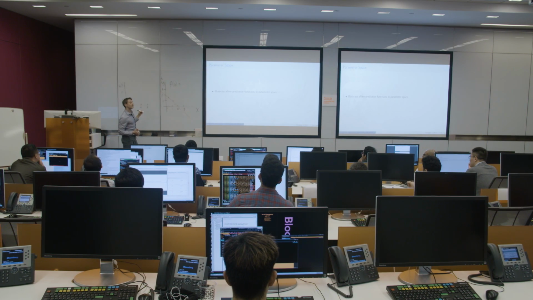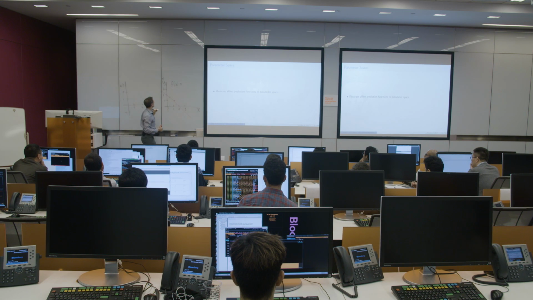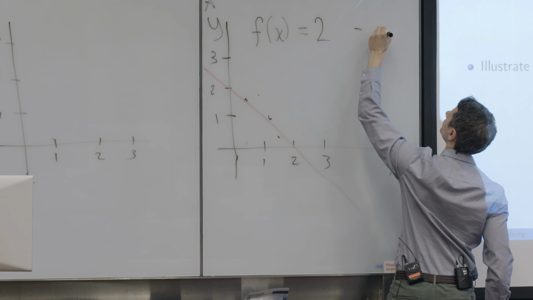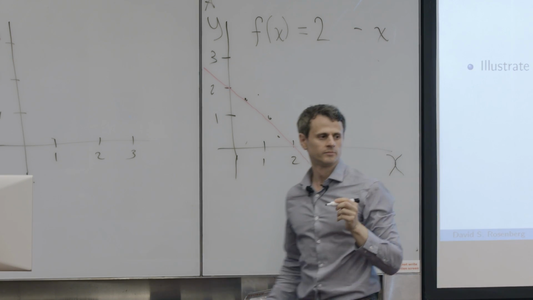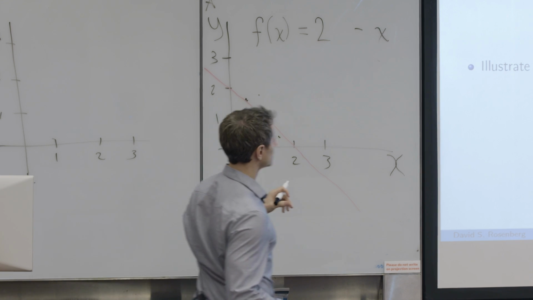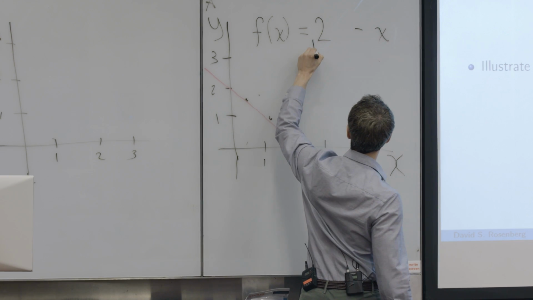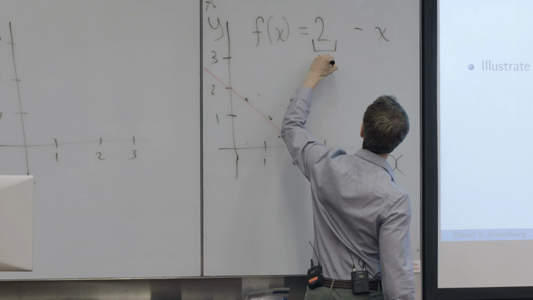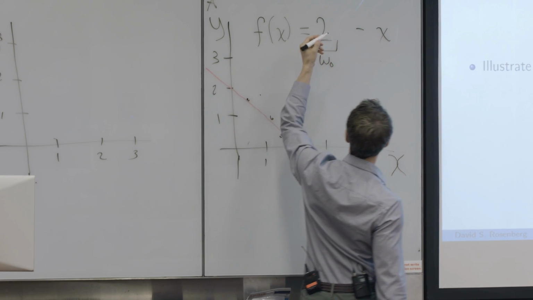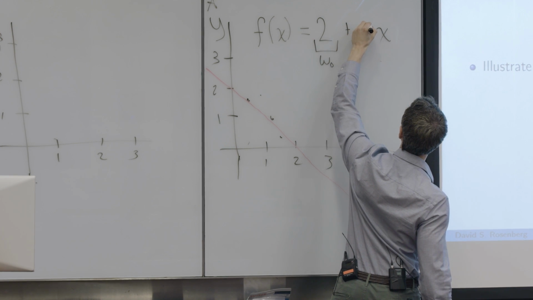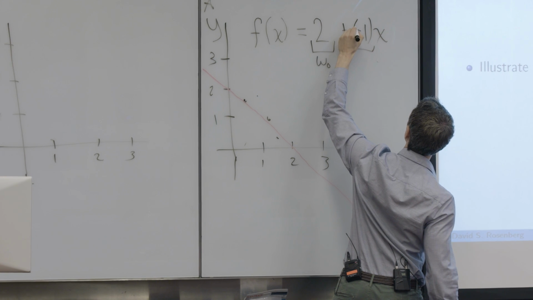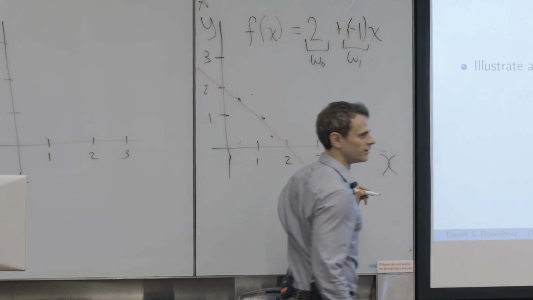Okay, so our prediction function that I've drawn here, what is it? Minus x plus 2. Okay. So 2 and minus x. And if we wanted to associate these with parameters, maybe we can call this one W0. And then what would W1 be? Yeah, -1. So maybe we'll put a plus here and a -1 there. And that's W1.